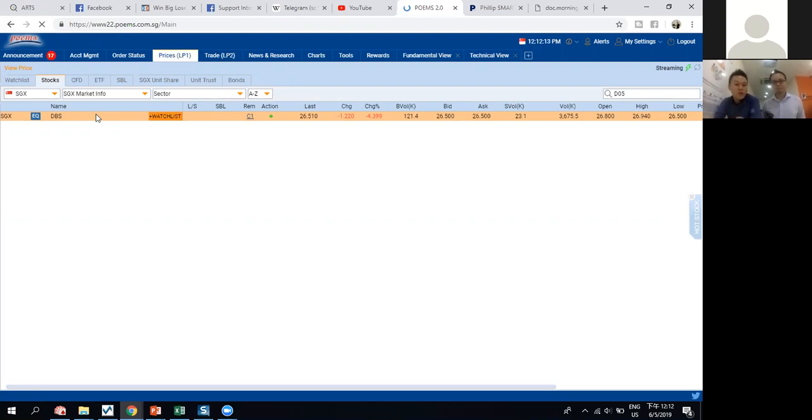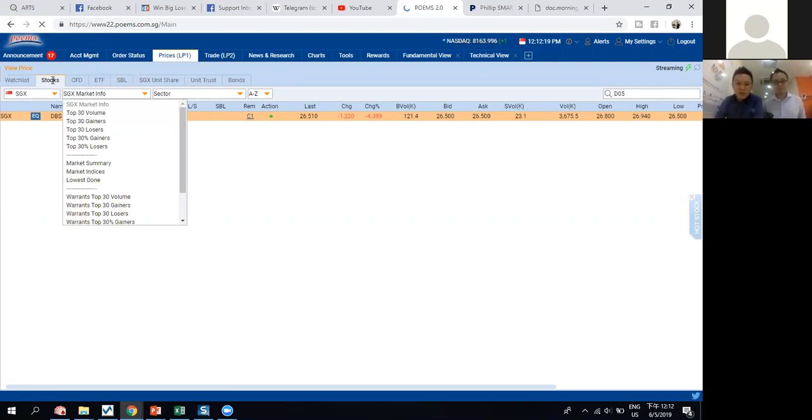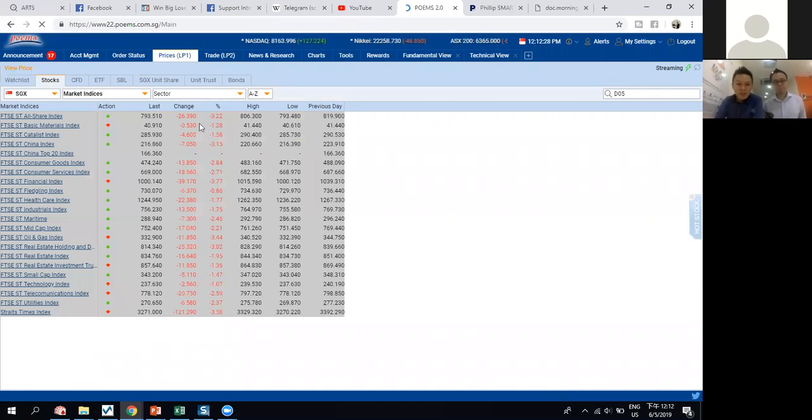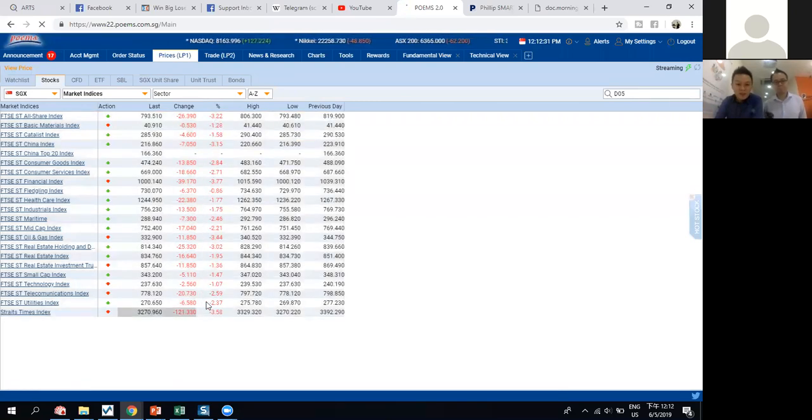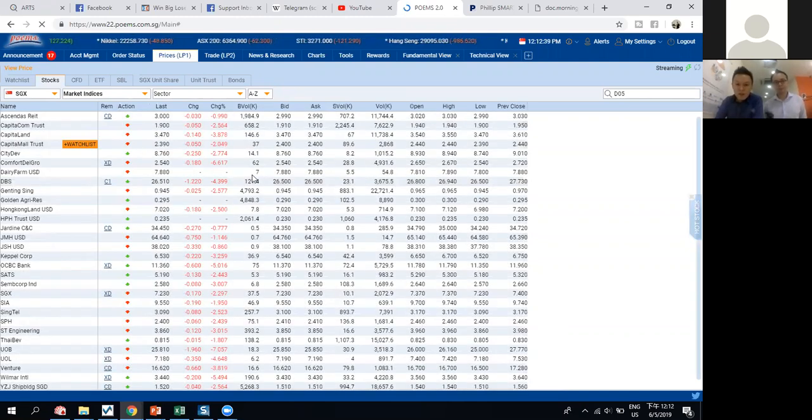There's some information here a lot of people don't know on this POEMS platform. Let me show you an example. If you go under stocks, under SGX, you go to market indices. There you will see the different indices of the STI. For example, if you click the Straits Times Index, it actually shows you 30 stocks. And what are all these 30 stocks?